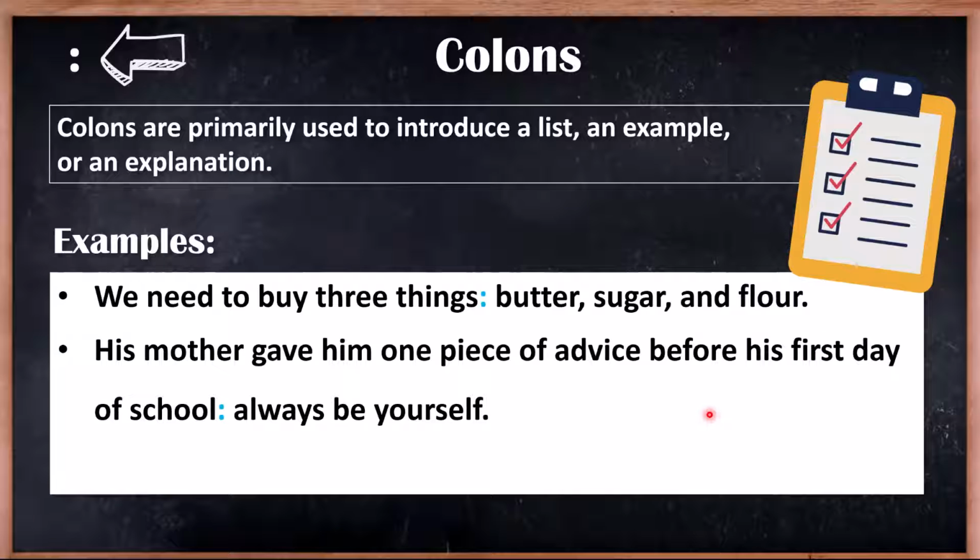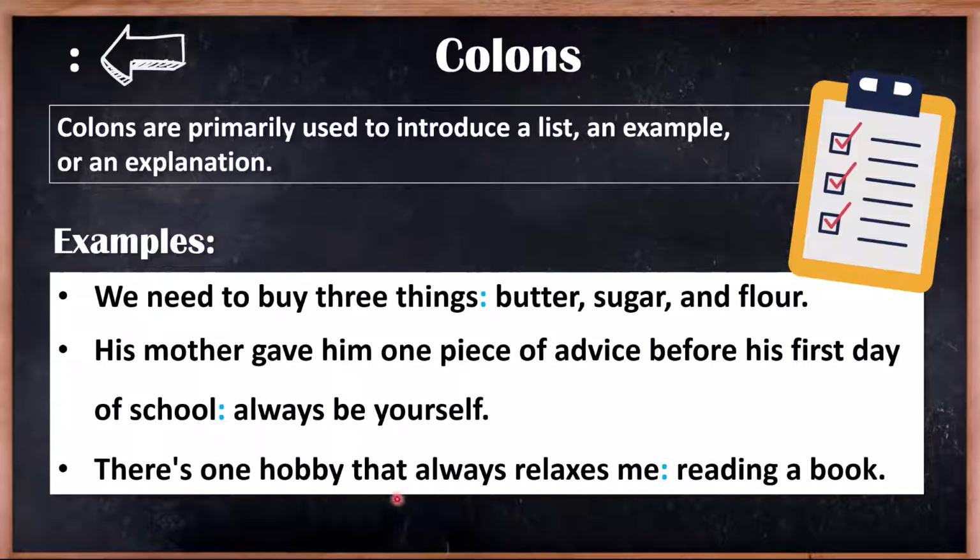Another example. His mother gave him one piece of advice before his first day of school: always be yourself. Again, this colon is representing which is. His mother gave him advice, which is always be yourself. There's one hobby that always relaxes me: reading a book.